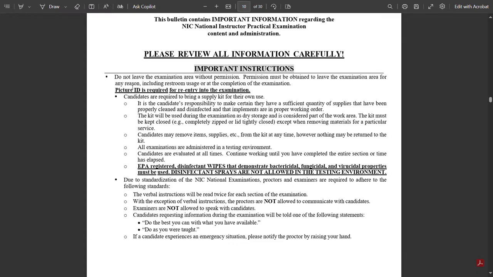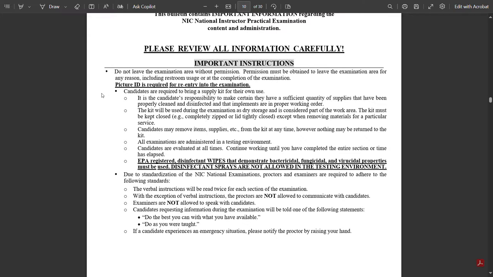First off, just know that your exam is administered in a testing environment. So you have to show ID to get in. You can't leave the exam area without permission. One other thing to note is if you have Prov Exam as your administrator, they are doing remote exams. So if your state is one that uses remote exams, we'll talk about that at the end as well.